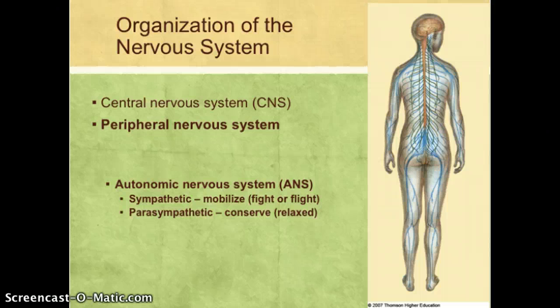In the world of psychology, the autonomic nervous system is interesting. The somatic nervous system really doesn't get that much attention. So we're going to focus on the autonomic nervous system. The autonomic nervous system is further divided into two different divisions or modes of operation. It can either function in the sympathetic mode or the parasympathetic mode.